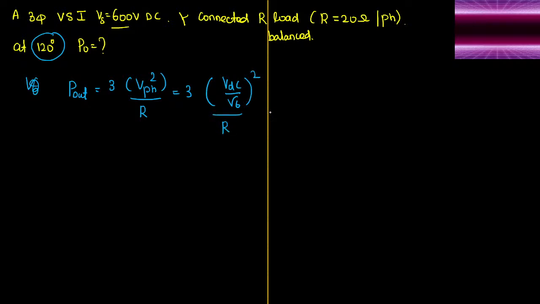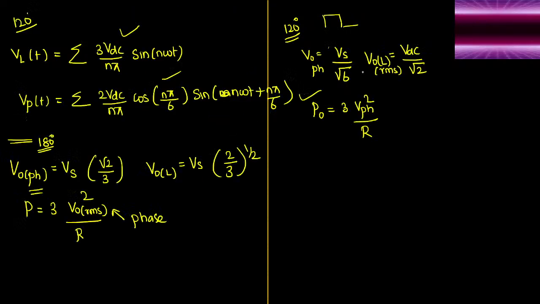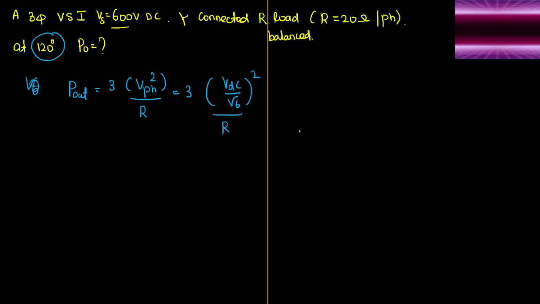Yes or no? Just now I wrote this. Where is that? See, 120-degree mode of conduction, phase voltage. But I told you I am writing the expressions for RMS only. So these all are RMS. Just substitute 3 into input voltage, supply voltage is 600. VDC means that is supply voltage only, VS. 600 by root 6 whole square by resistance, that is resistance per phase, right? 20 ohm. Substitute this, you will get the answer.